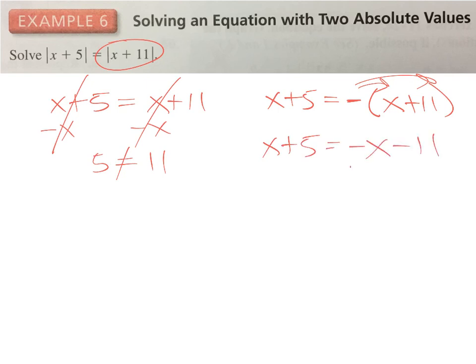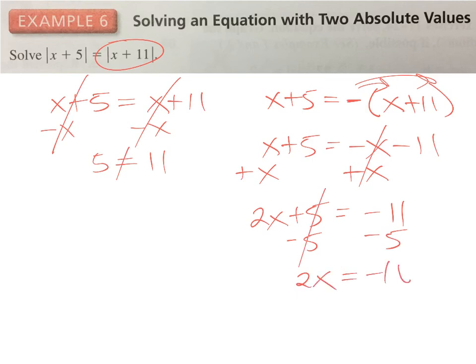Now let's try to isolate x, get it by itself on one side of the equation. All right, that's it. We get x equals negative 8. So that's the only solution to this equation.